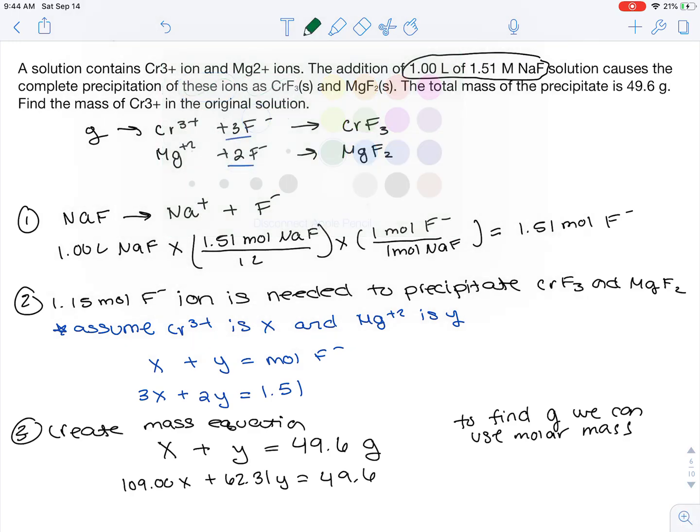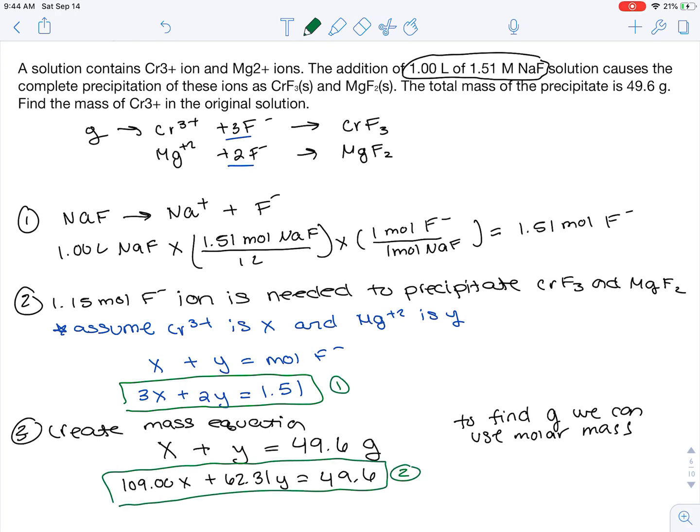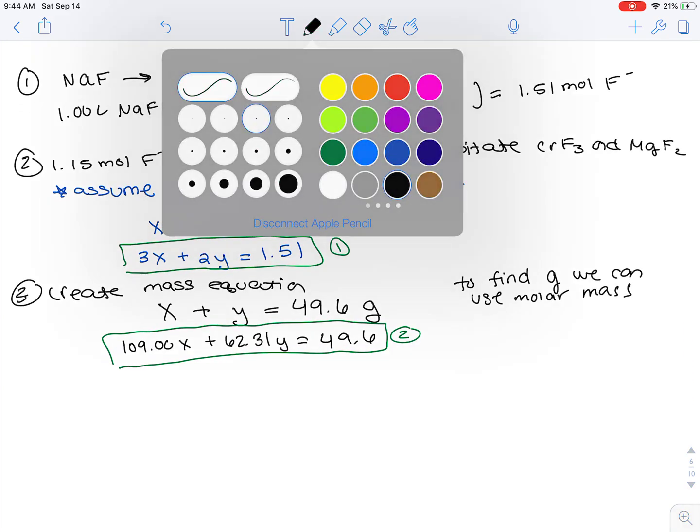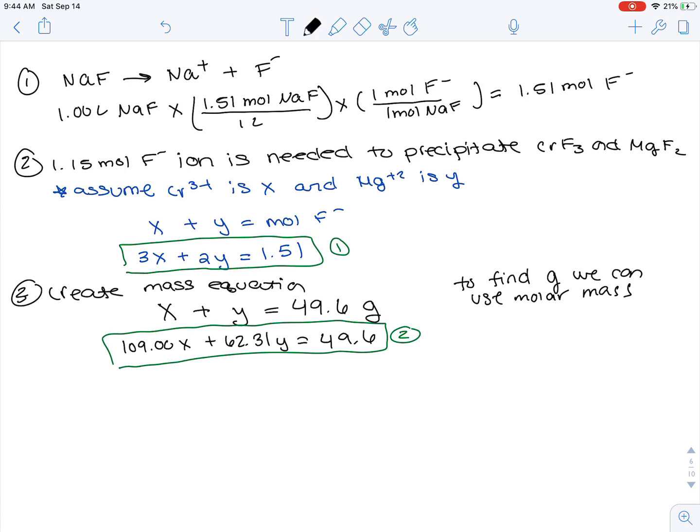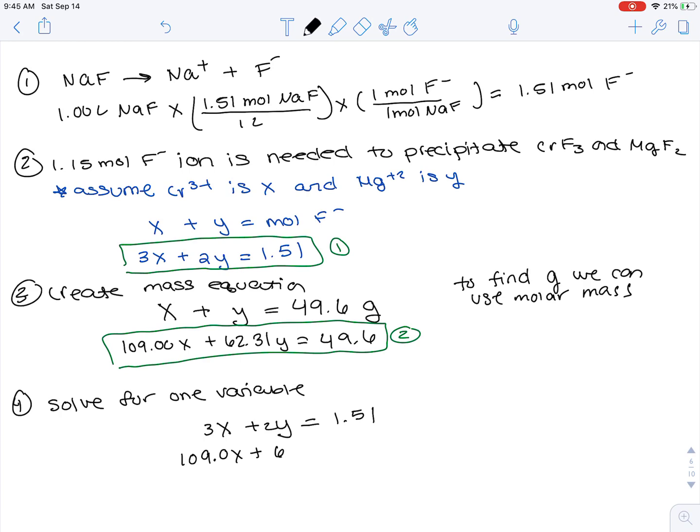So now we have two equations. This is my equation 1, and this is my equation 2. And I want to isolate for chromium. So the next step would then be to solve for one variable using a system of equations. What that means is I placed my two equations on top of one another, and then solve for one variable by making one of them equal each other.